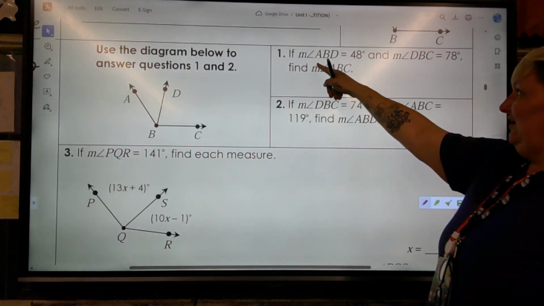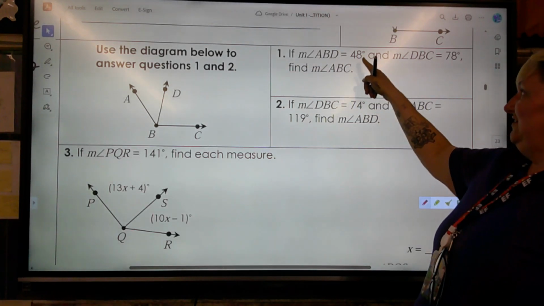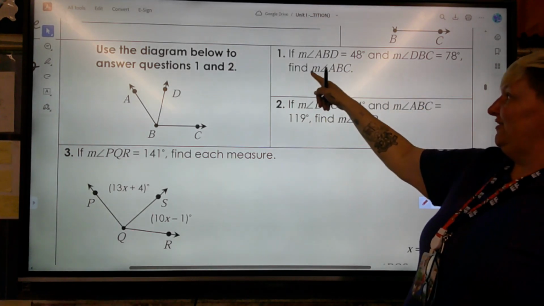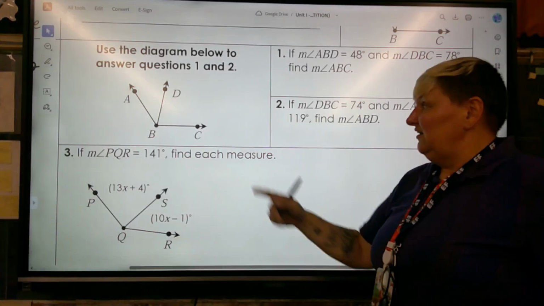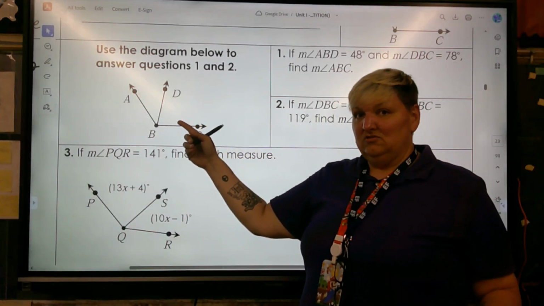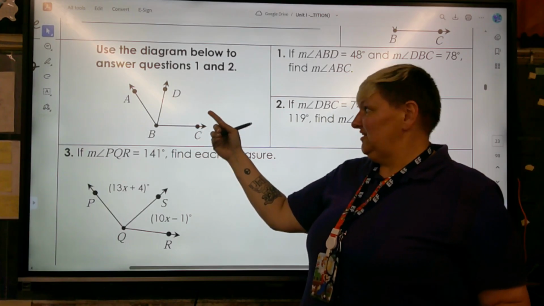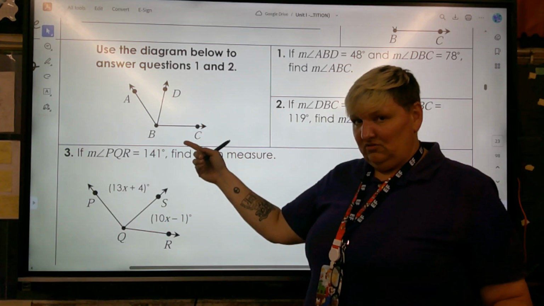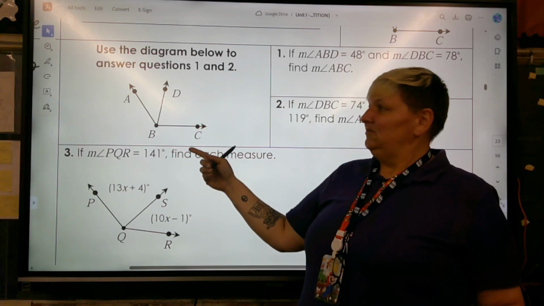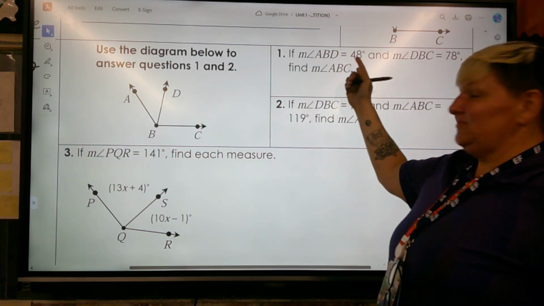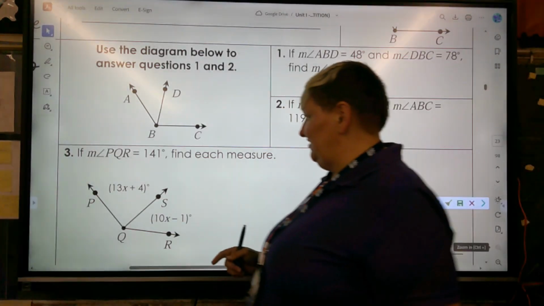All right, if the measure of ABD is 48 degrees and the measure of DBC is 78 degrees, find the measure of ABC. If it gives you angles, label the angles. If it doesn't give you angles, draw the angles, label the angles. Your angles don't have to be perfect. What has to be right is your information, right?